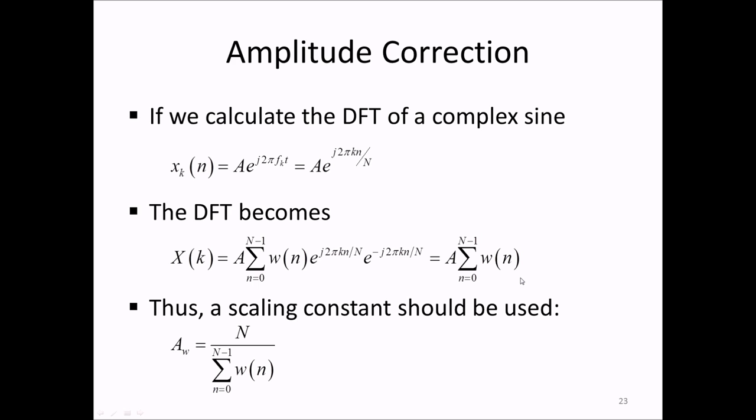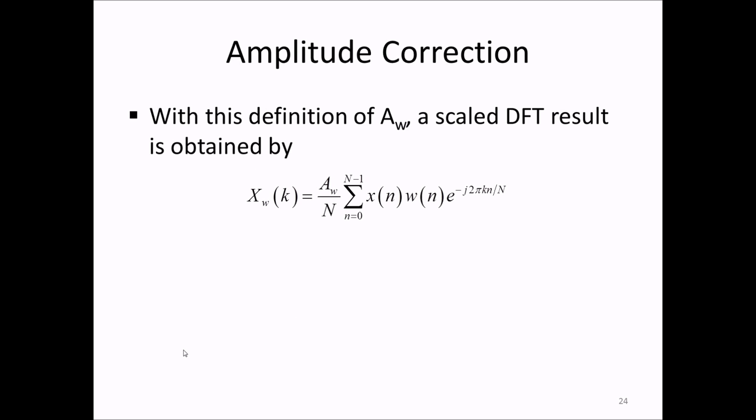Now, we already divide the DFT result by N. So in order to get a scaling constant that will produce a reasonable value of the DFT, we define a scaling factor as indicated here, A sub w equals N divided by the sum of the window values. Now, with this definition of A sub w, a scaled DFT result is obtained by taking A sub w divided by N times the measured signal times the window, and then the DFT of this.